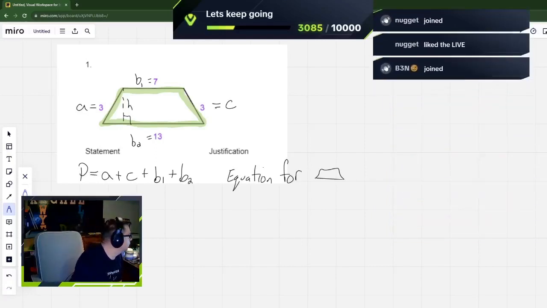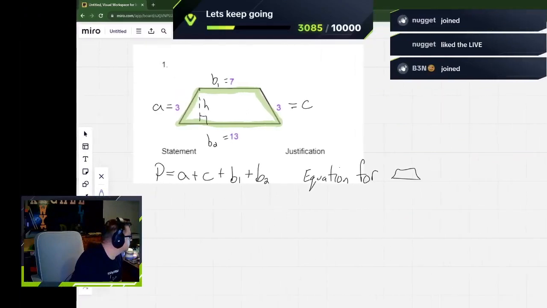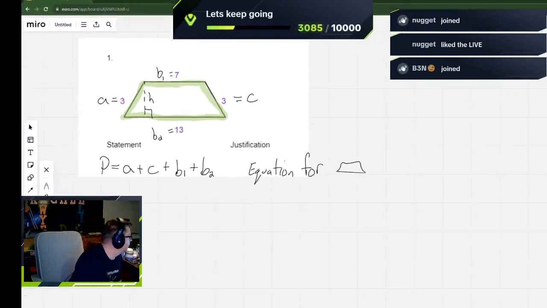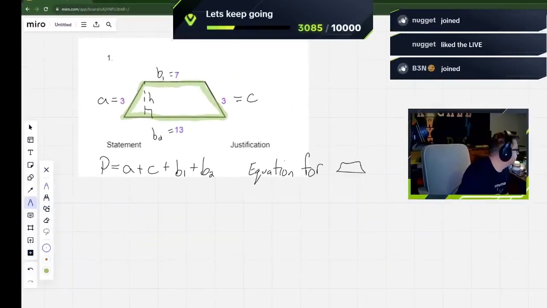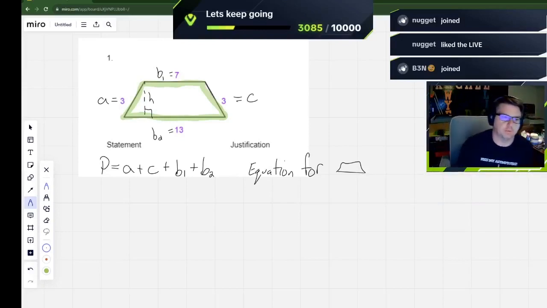Maybe I should move that up a little bit. Try and move this up over here. I'm just trying to rearrange things so that they look clean, so that everybody can see what I'm doing.